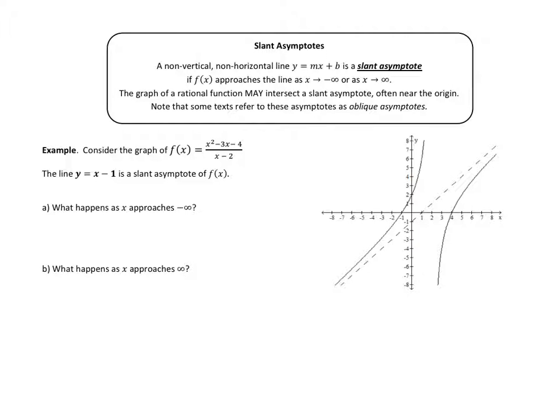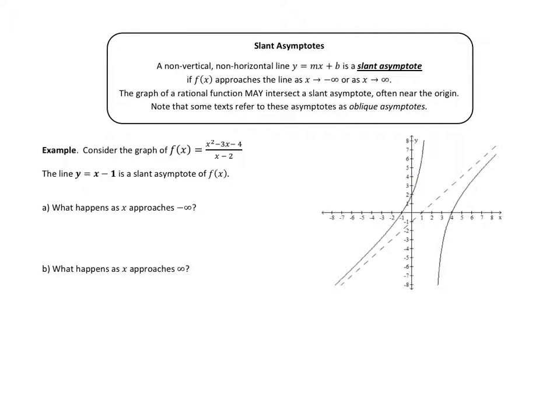So if a function has a slant asymptote, the asymptote is always in the form of y equals mx plus b, which is your basic equation of a line. And similar to the horizontal asymptote, a function can cross a slant asymptote, but mainly it tells us what happens as x is getting closer to infinity or negative infinity. So it really tells us the end behavior.